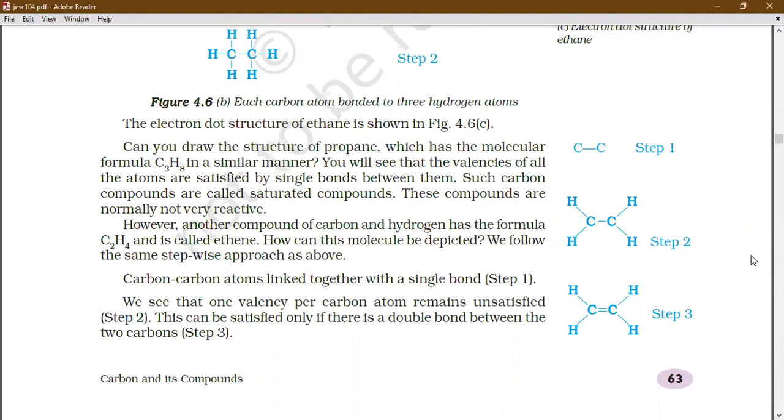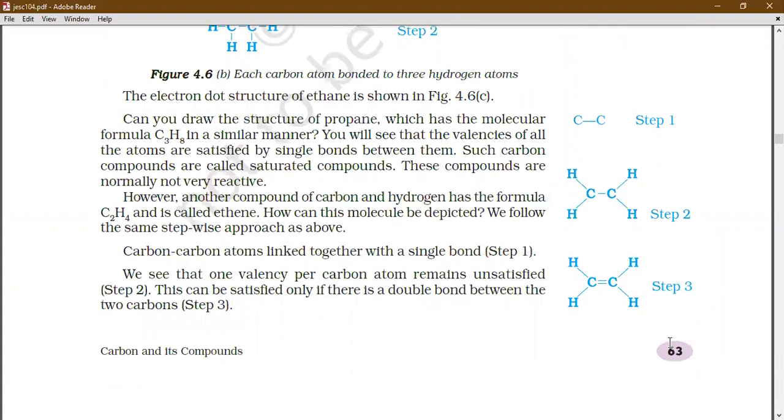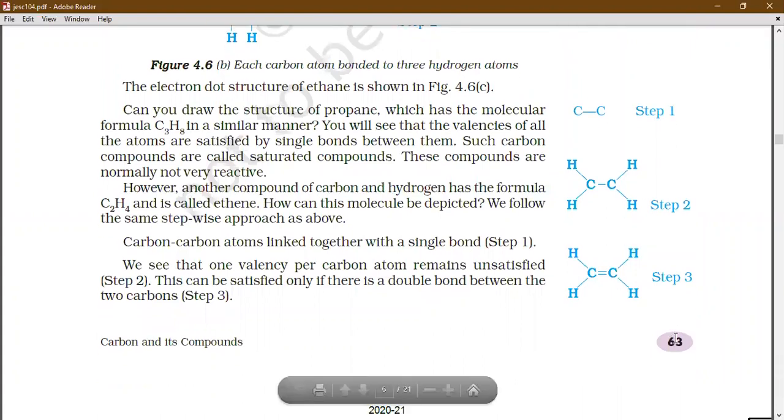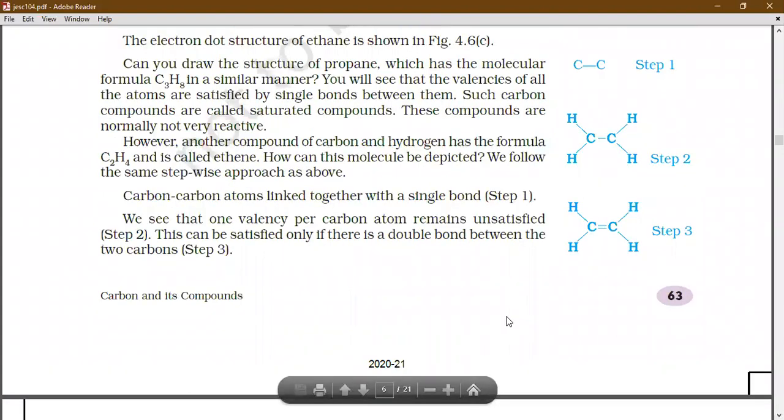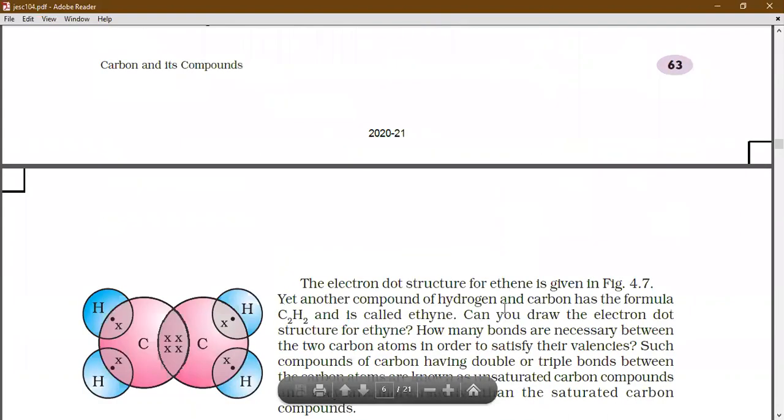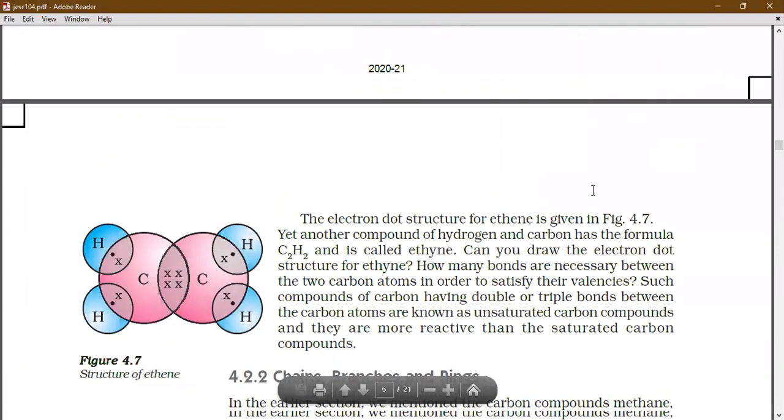However, another compound of carbon and hydrogen has the formula C2H4 and is called ethene. How can this molecule be depicted? We follow the same stepwise approach. Carbon-carbon atoms linked together with a single bond. We see that one valency per carbon atom remains unsatisfied. This can be satisfied only if there is a double bond between the two carbons. The electron dot structure for ethene is shown in figure 4.7.